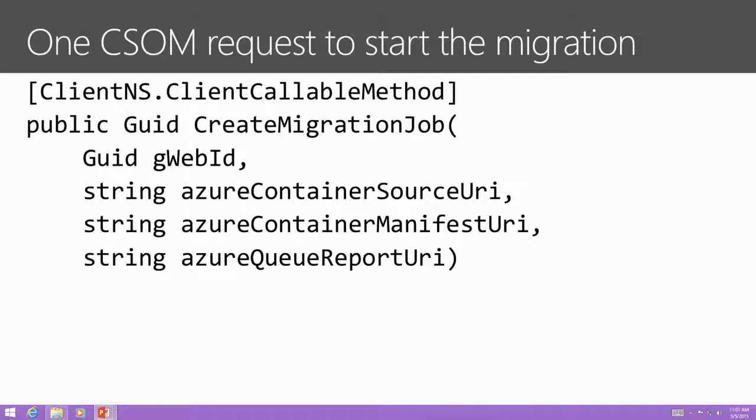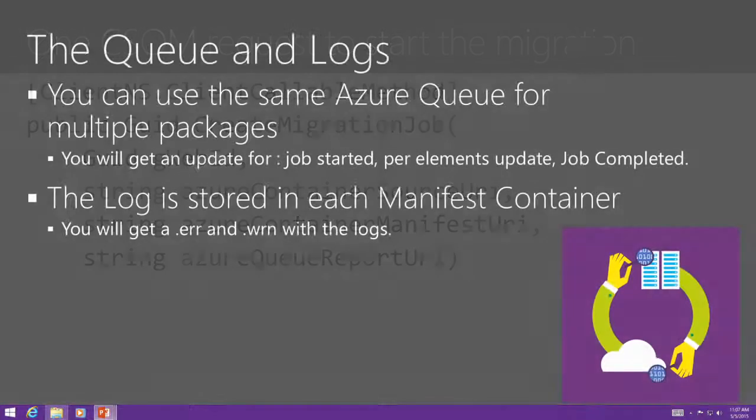The CSOM call. So as you're seeing right now, I'm not going to go into specifics. It's going to be on MSDN when it's live. And basically, you can use that CSOM call. The parameters it takes: we need the web ID. We need the container source URI, the container manifest URI. Those are SAS keys that I'm talking about, where there's more specifics about how to provide us the SAS key. It's going to be posted online. And also, there's the Azure Queue report. The last parameter is optional. So if you don't want to use Azure Queue because you don't want to have real-time updates, you're just going to let it run, then you can skip that last parameter.